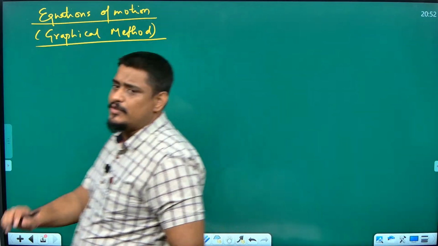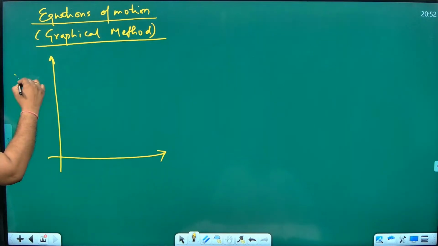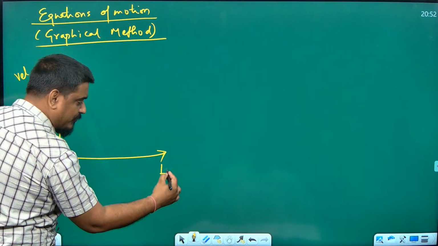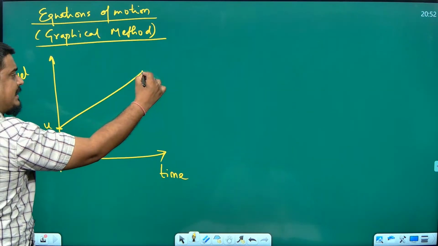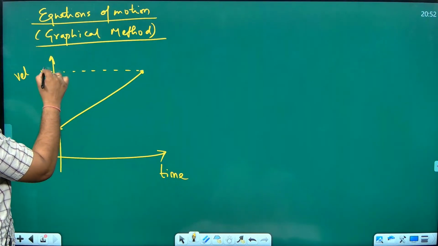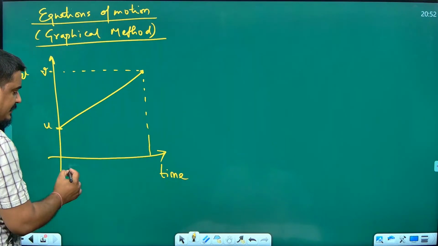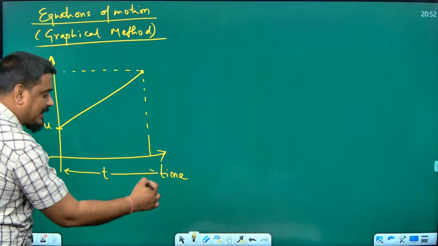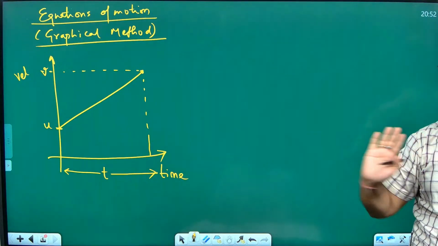So, let me assume there is a body having velocity u. I am drawing a velocity time graph. So, I am considering a body having an initial velocity of u. From time t equal to 0, in some time t, by accelerating, its velocity has been increased from u to v. And how much time has it taken for this increase? T. So, velocity has got increased from u to v in time t. Graph is clear to you?